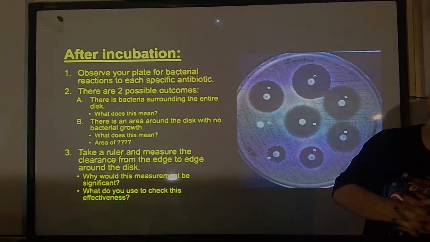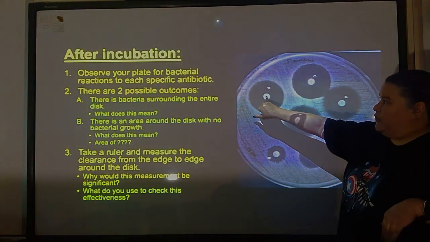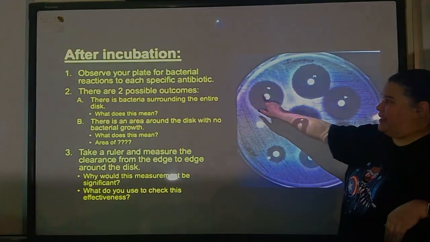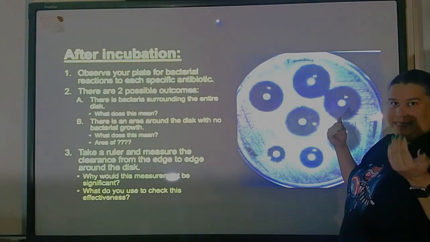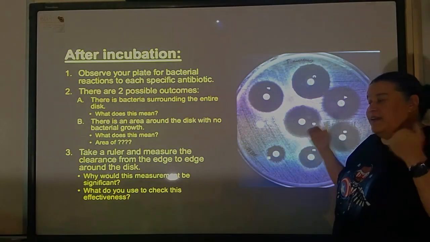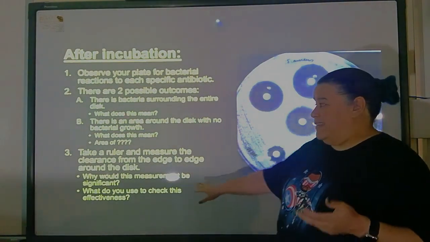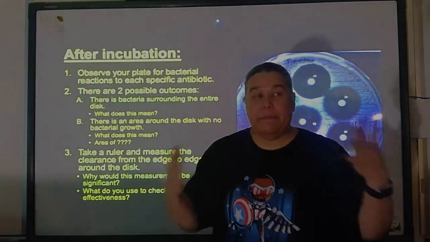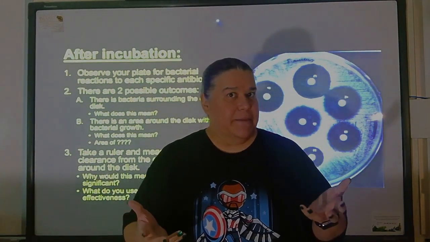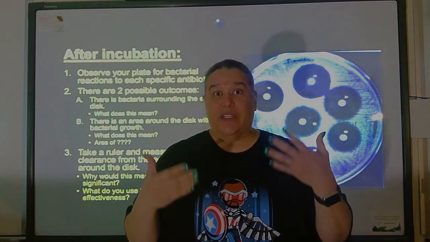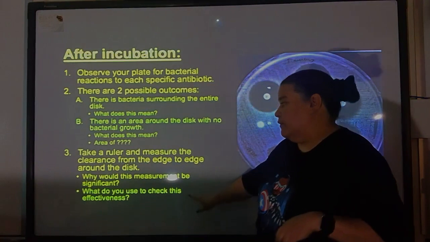Now, we are going to take a ruler and, dead center in the middle of this disc, measure from end to end in millimeters. How many millimeters is that? Once we have that measurement, why would it be significant? Well, the bigger the area of inhibition, the more effective that antibiotic is. How do we tell if it's actually effective enough to treat an infection with this specific bacteria?